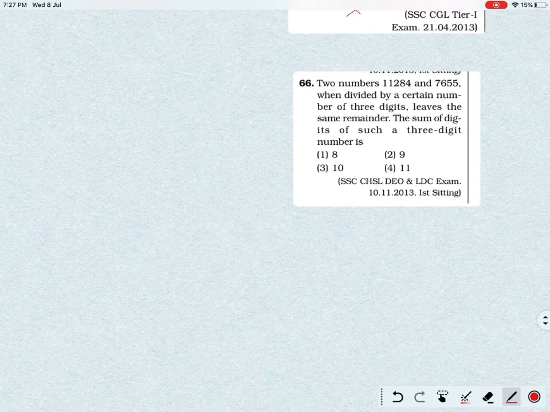Alright, two numbers 11284 and 7655, when divided by a certain number of 3 digits, leave the same remainder. The sum of digits of such a 3-digit number is, okay, so let's say the remainder is x. 11284, remainder is x.